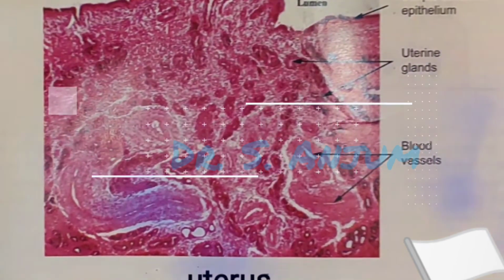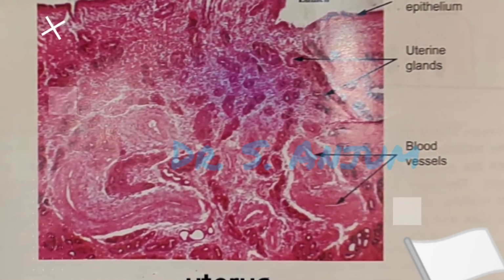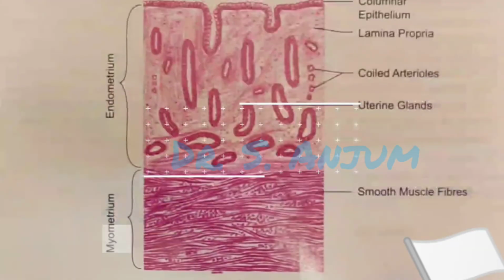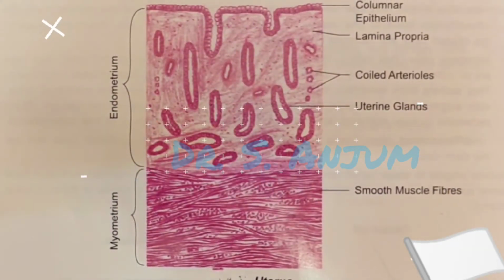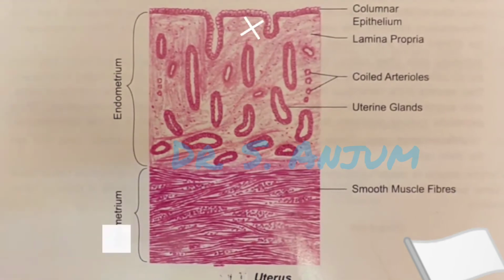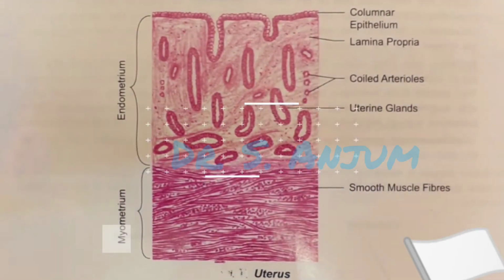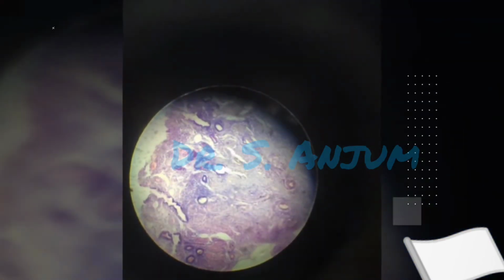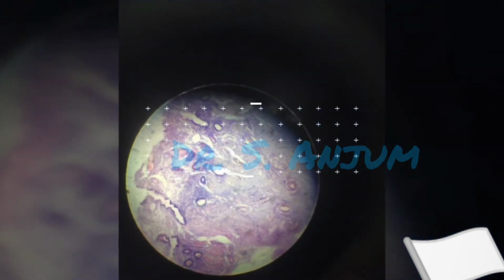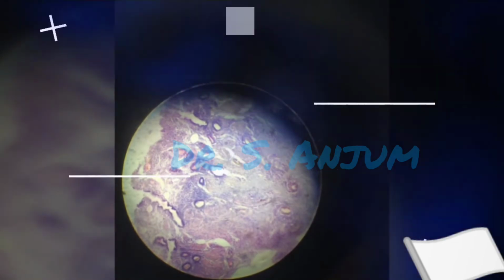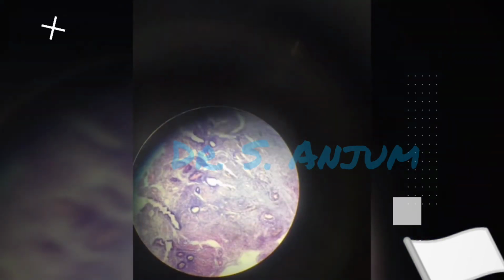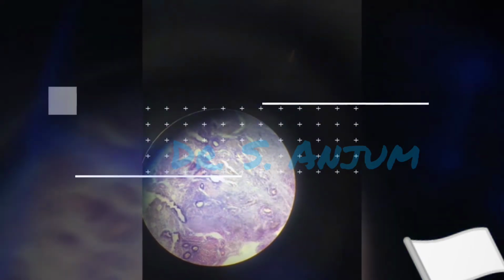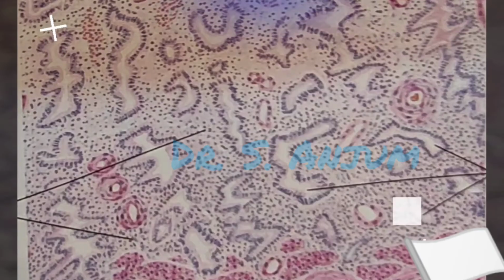The muscle layer of the uterus is called myometrium, and it consists of bundles of smooth muscle. The myometrium consists of three ill-defined layers: the outer longitudinal, the middle circular, and the inner reticular layer. These muscle layers run in various directions. The outermost layer of the uterus is called perimetrium, which is a serous coat.